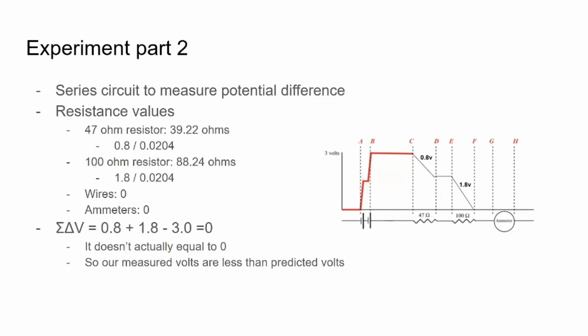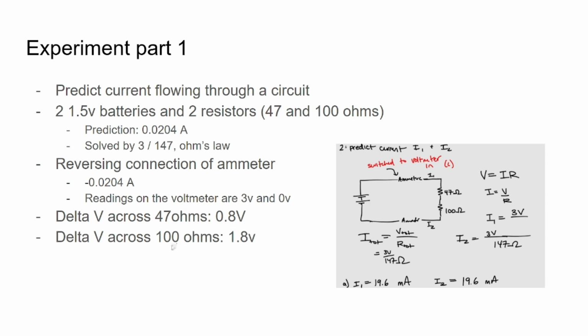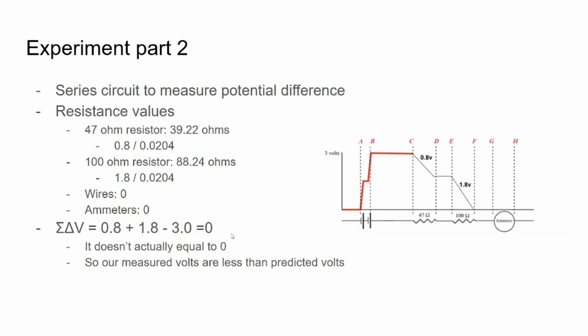In part 2 of the experiment, we use the same circuit we built in part 1, and now we're trying to calculate the actual resistance value for both of the resistors. In part 1, we calculated the delta V across the 47 and 100 ohm resistors. We used that and divided by the current we measured, and we get 39.22 ohms for the first resistor and 88.24 ohms for the second resistor.